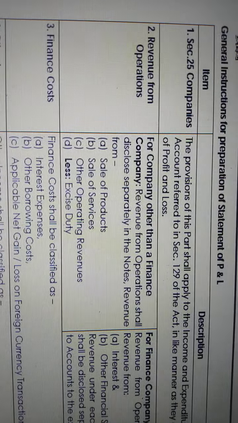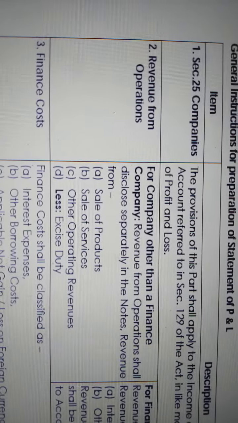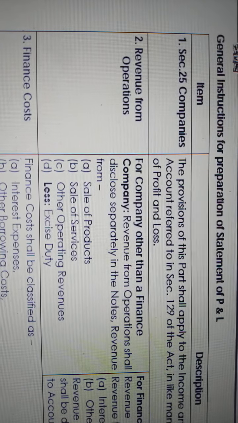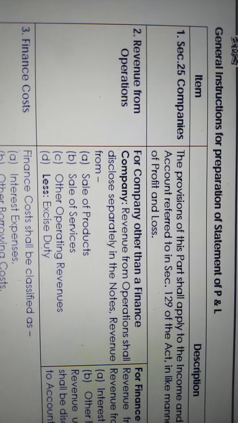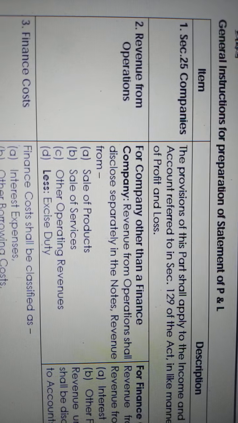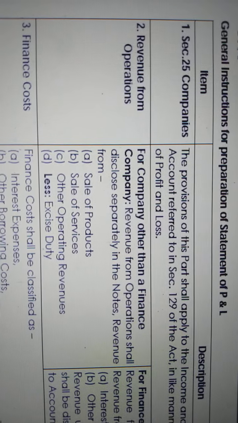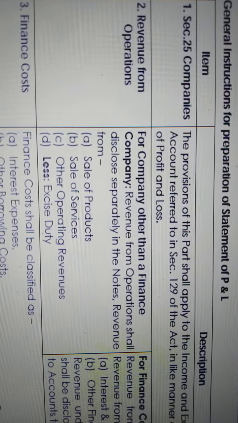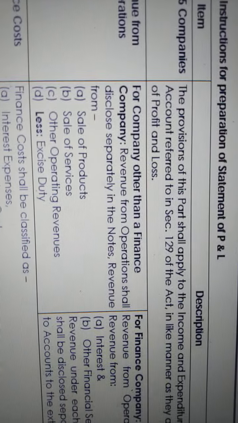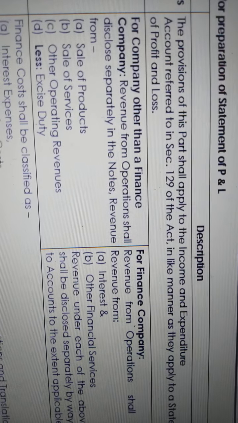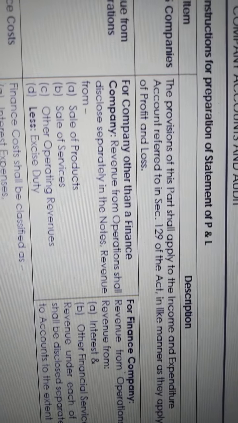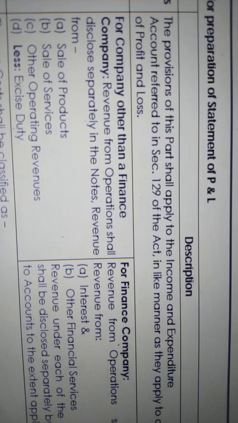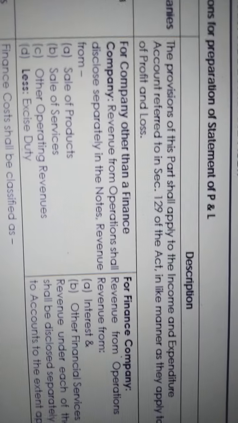Section 25 company means what? Similar to companies incorporated for the purpose of service, that is, a non-profit organization. Similar to an NGO or NPO, we can start a company also for the purpose of social service or any other purpose. Okay, that is a Section 25 company. For that company also we have to prepare this under Section 129. That's what they said here: the provisions of this part shall apply to the income and expenditure account referred to in Section 129 of the Act in like manner as they apply to the statement of P&L.